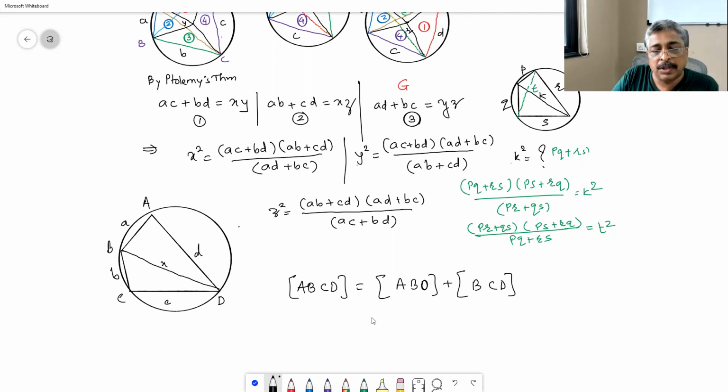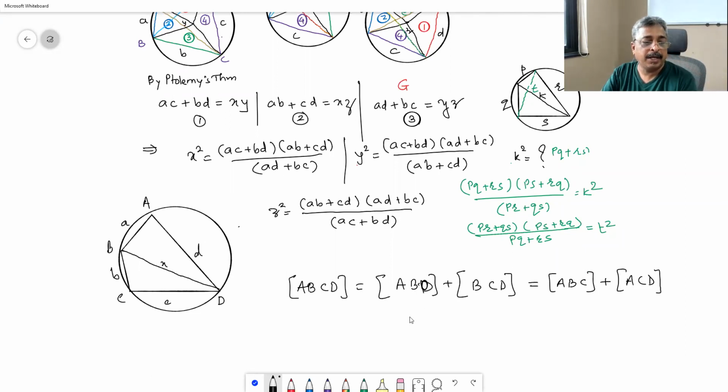So this ABCD is equal to, and also I can measure this area by ABC plus ACD. Now can I find out ABD? Yes, AD·X upon 4R plus BC·X upon 4R. Is that right?